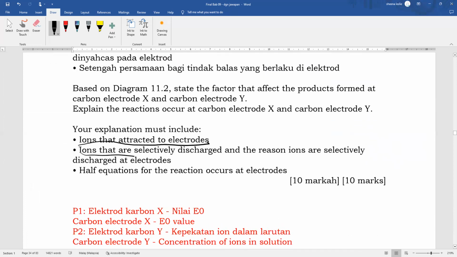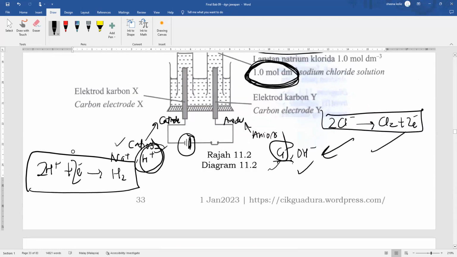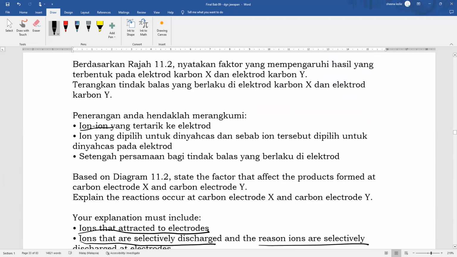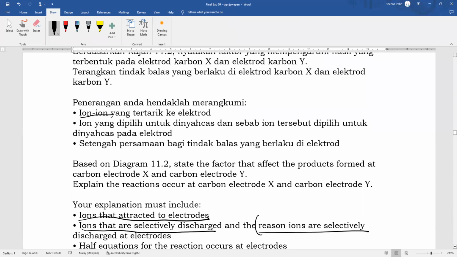Now the next question: which one is selectively discharged and why? Tell teacher, which one is being selectively discharged? We went through that already. Between Na plus and H plus, which one is selectively discharged? Na plus? Wrong, we just did it. Oh, H plus. H plus is correct. And between Cl minus and OH minus? Cl minus. Okay, Cl minus is correct. Then it asks you why. Why are these being selectively discharged?